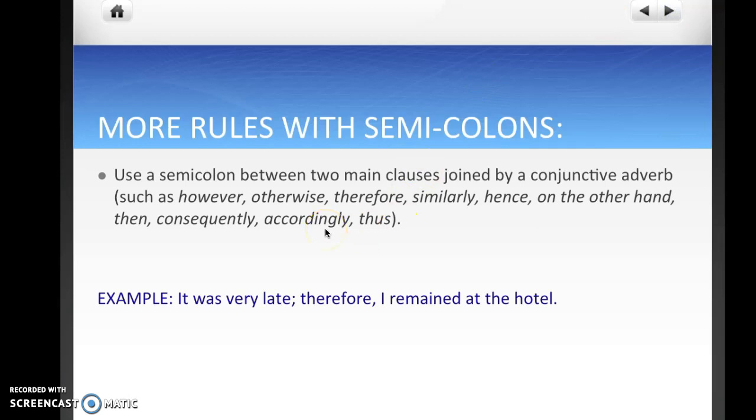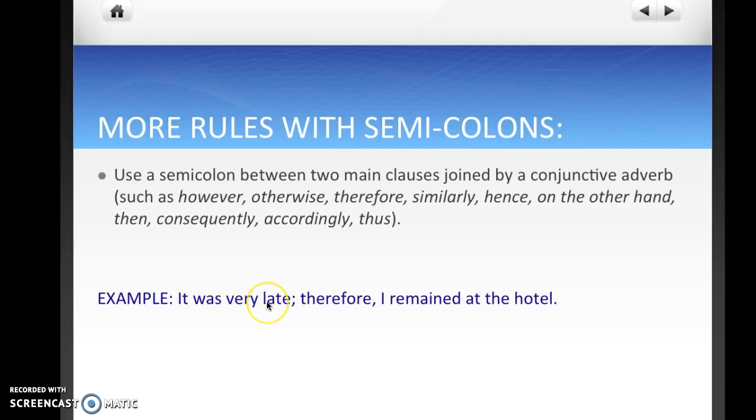So when you want to use a semicolon with conjunctive adverbs, you want to make sure that you're joining two main clauses with that conjunctive adverb, such as words like however, otherwise, therefore, similarly, hence, on the other hand, then, consequently, accordingly, or thus. And an example could be: it was very late; therefore, I remained at the hotel. So anytime you're using these words, you want to make sure you have a semicolon and then a comma surrounding it. And you'll notice that everything stands on its own and makes sense before the conjunctive adverb is used.